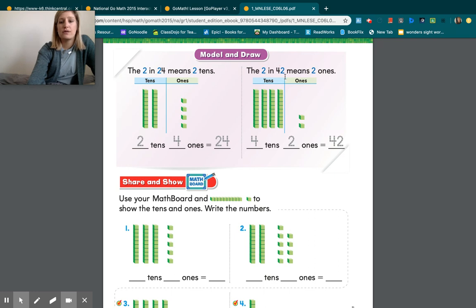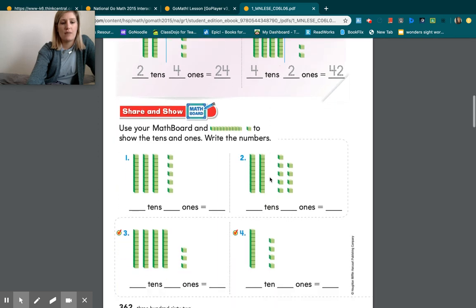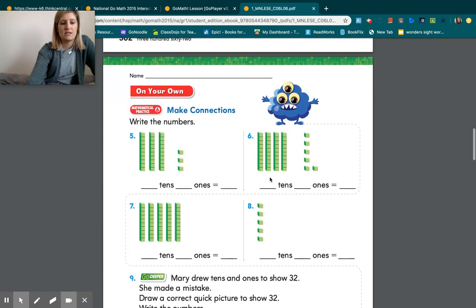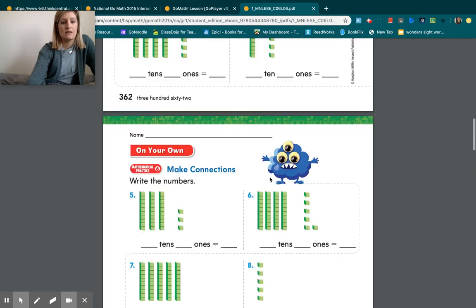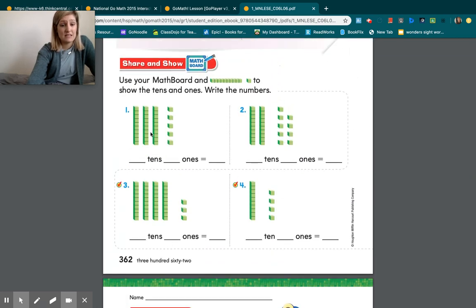Let's look at the 2 in 42 means 2 ones this time. So 4 tens and 2 ones is 42. Well, I see 4 tens here and I see 2 ones. Let's count and check. 10, 20, 30, 40, 41, 42. So your job down here on page 362 and 363 is to go ahead and count the tens, count the ones, and then use that to count up the whole number.